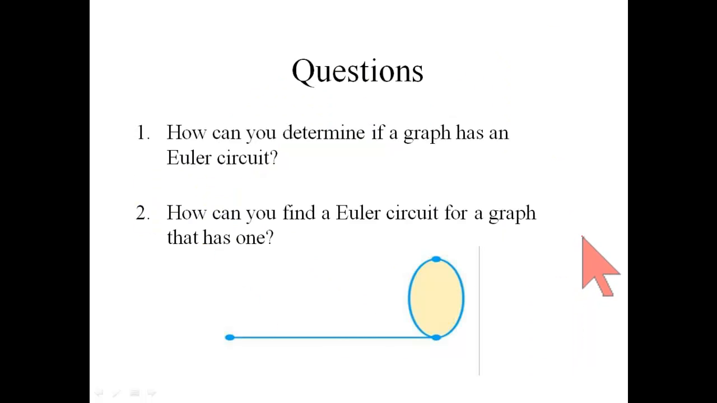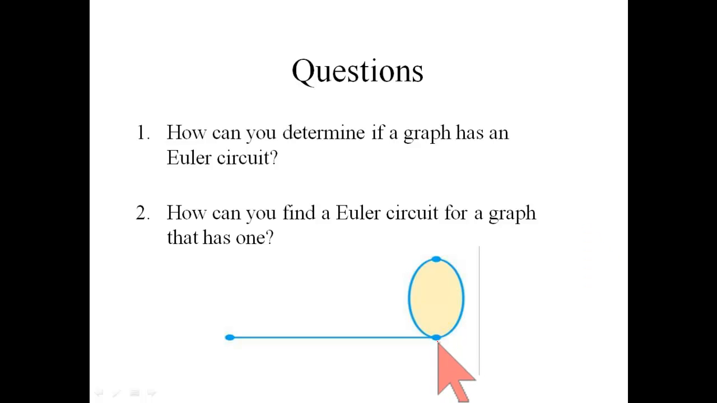Let's go on to the two questions now that we really want to find an answer for in general, not just for a particular graph, but in general. How can you determine if a graph has an Euler circuit? And if it does have an Euler circuit, how can you find one?